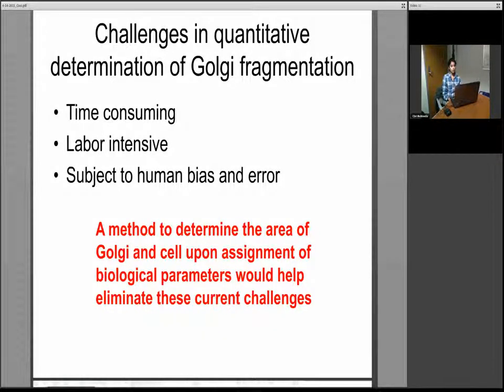So we wanted to devise a method that would determine the area of the Golgi and the cell, or the area of the Golgi and the nucleus, by assigning some specific biological constraints. And we thought that this would help us eliminate the current challenges that I was facing in the analysis.